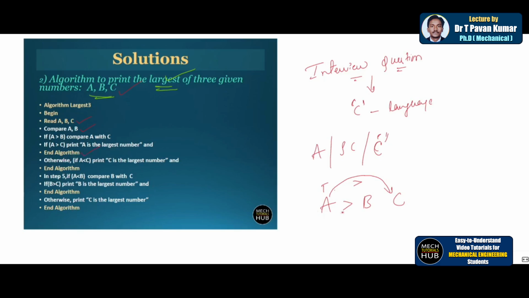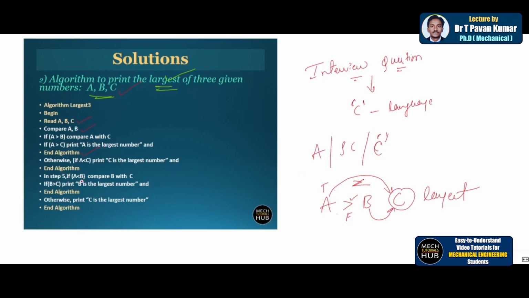If this case is false, if A is not greater than B, then B has to be compared with C. Have a look. Otherwise, if A is less than C, print C is the largest number. If the first is true and this is false, then you have to print C as the largest. Similarly, end the algorithm.